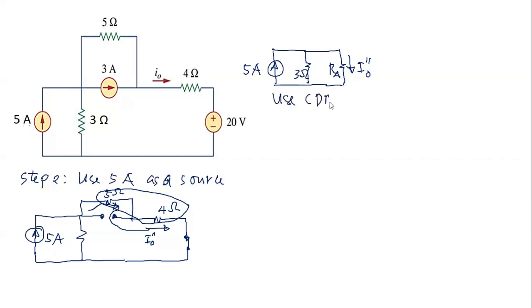Use CDM to solve IO double prime. Remember that there is only one source connected to the circuit now. It's just a simple parallel circuit. Then we can use the CDM. So IO double prime is equal to, recall the current division method.